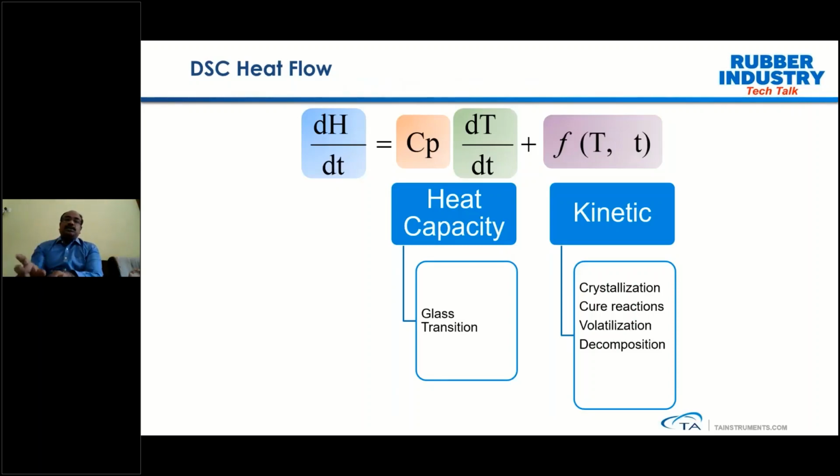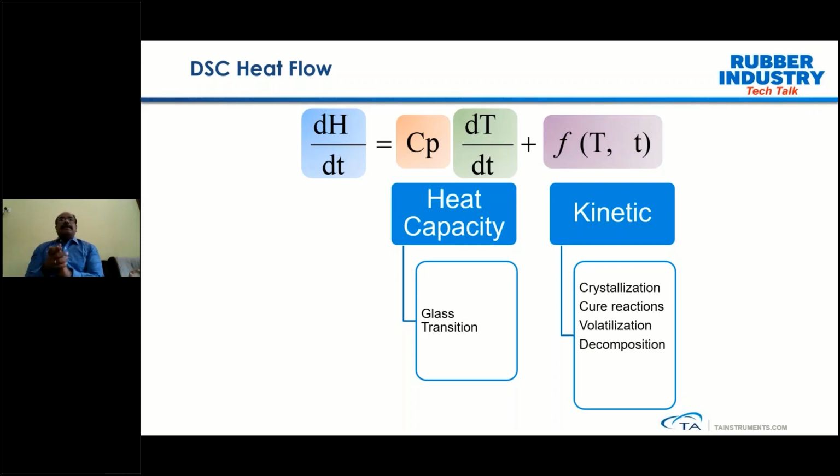The heat flow changes would happen due to two aspects. One is heat capacity changes and the other is kinetics. The heat capacity changes, for example, as the sample undergoes the glass transition temperature. Your heat capacity is going to change before and after the glass transition temperature, so that the DSC can detect it as a heat flow change.